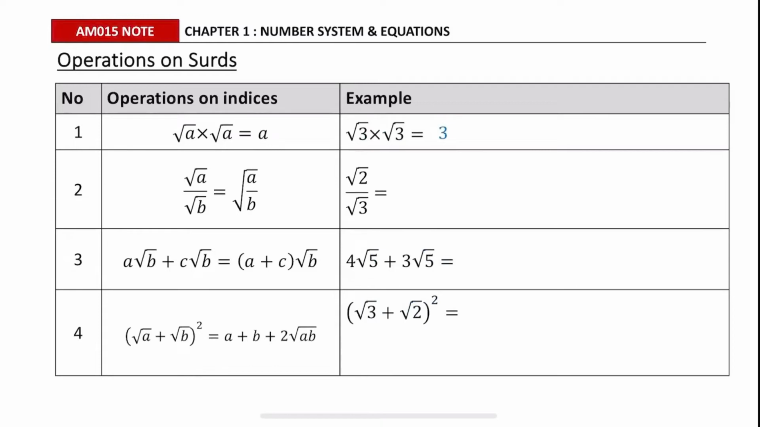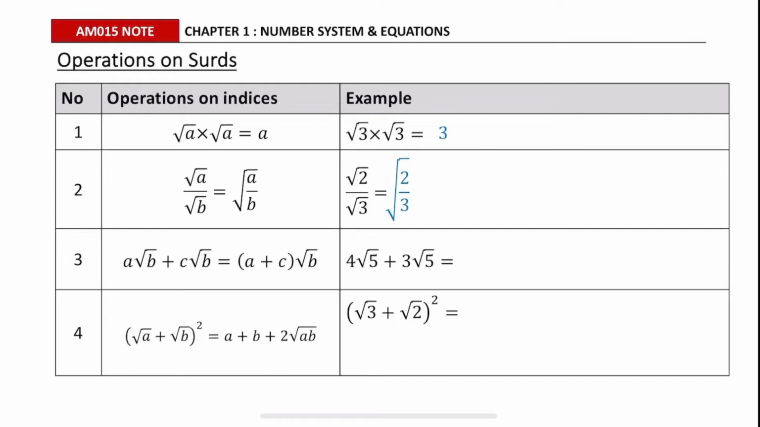The second one is division, where the square root of a divided by the square root of b is equal to the square root of a divided by b. For example, the square root of 2 divided by the square root of 3 is equal to the square root of 2 over 3.